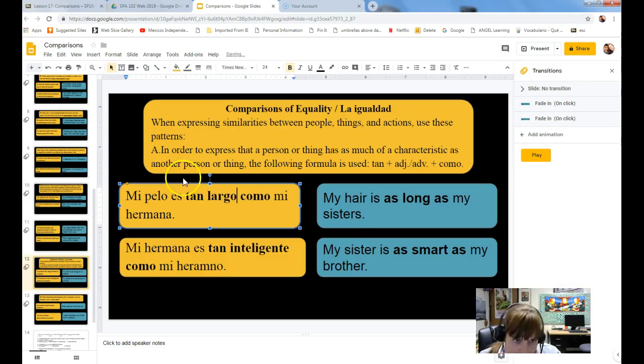And largo has to agree with pelo, right? Because that's your subject, so you have to make sure your adjective agrees with that. Mi hermana es tan inteligente como mi hermano. So my sister is as intelligent as my brother.